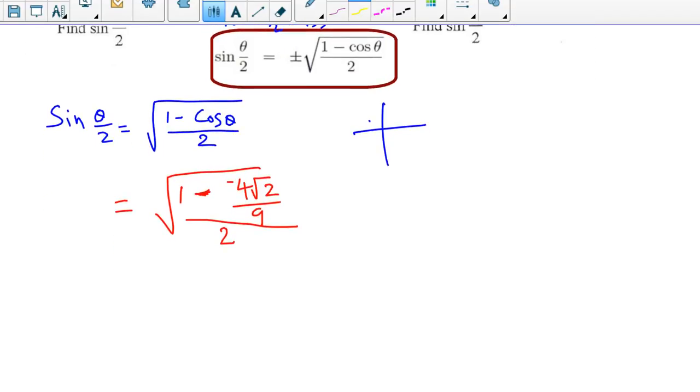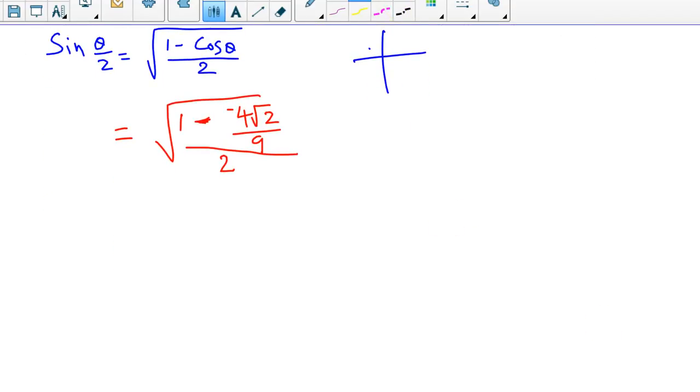Anyway, we can continue. The next step, what happens? This becomes square root of, you know this 9, I can have this 9, that is in this fraction, in the denominator we have 2, and this whole thing is there in the numerator, okay? And this 1, you can assume that it is 9 over 9. 9 divided by 9 is nothing but 1.